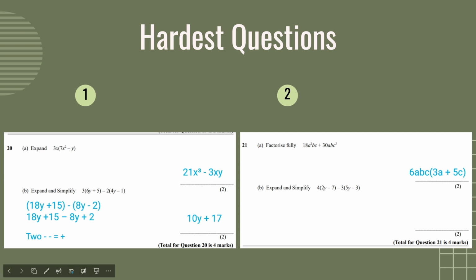In part B, we're asked to expand and simplify 4 bracket 2y minus 7 minus 3 bracket 5y minus 3. We expand the brackets to begin with to get 8y minus 28 minus 15y minus 9. We then times our second bracket, like we did in the previous one, by the minus sign, and our original bracket stays the same. So we then write 8y minus 28 minus 15y plus 9, because the minus times the minus equals positive, and then we simplify our answer down to get our final answer of minus 7y minus 19.